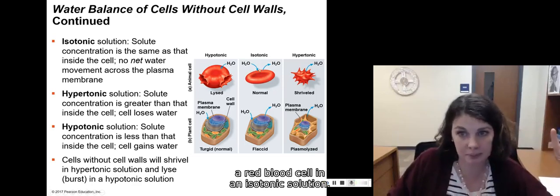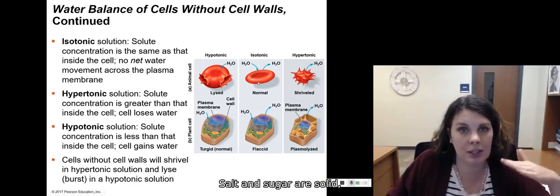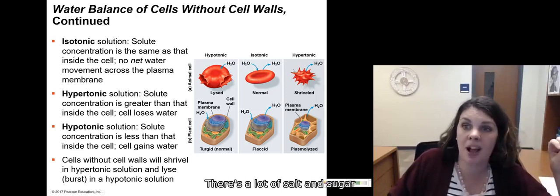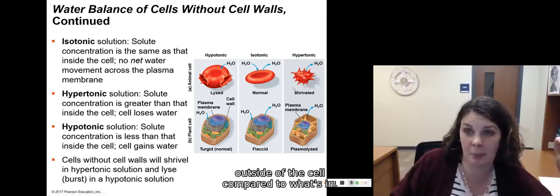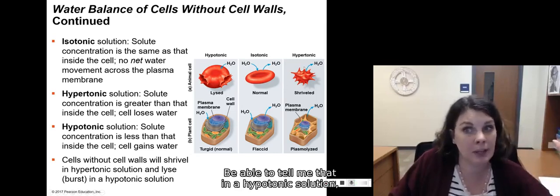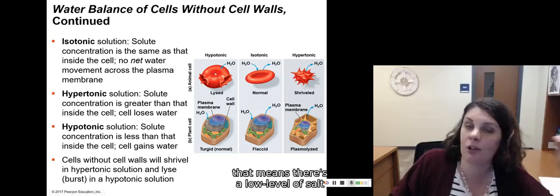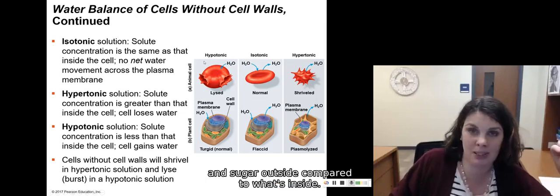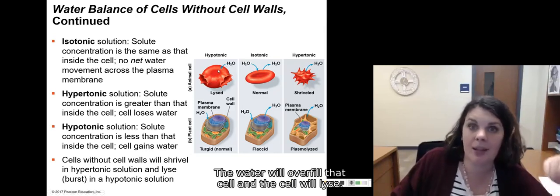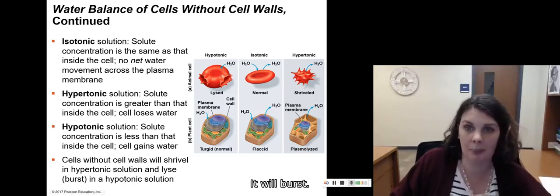Okay, so please be able to tell me what happens to a red blood cell. In an isotonic solution, it's going to be healthy and functional. Salt and sugar, solute, is balanced inside and out. In a hypertonic solution, there's a lot of salt and sugar outside of the cell compared to what's in. Water moves out of the cell and it shrivels. Be able to tell me that. In a hypotonic solution, that means there's a low level of salt and sugar outside compared to what's inside. So water follows the salt, water follows the sugar, it moves into the cell. The water will overfill that cell and the cell will lyse, it will burst.